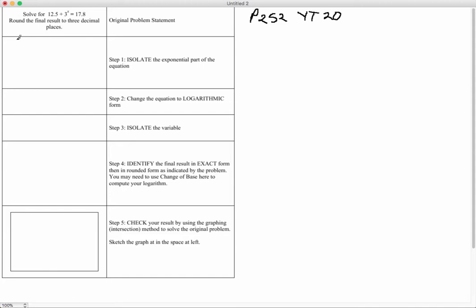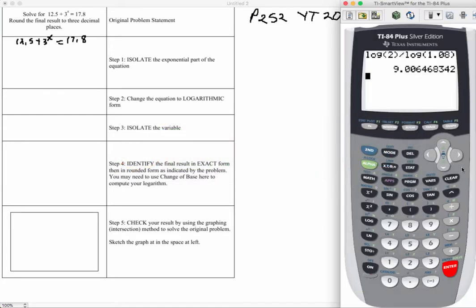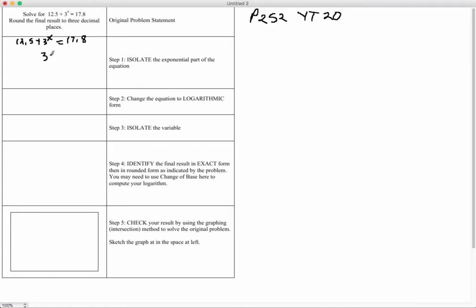So let's do that. We're going to take 12.5 plus 3 to the x equal to 17.8, and we're going to subtract 12.5 from both sides. Now, I am not very good with doing that sort of subtraction in my head, so I'm going to get my calculator. I'm going to take 17.8 and subtract from that 12.5, and you get back 5.3. So that tells me that 3 to the x is equal to 5.3, and I have now isolated the exponential part of the equation.